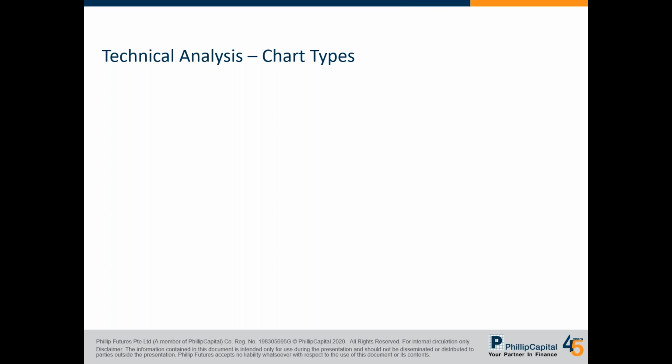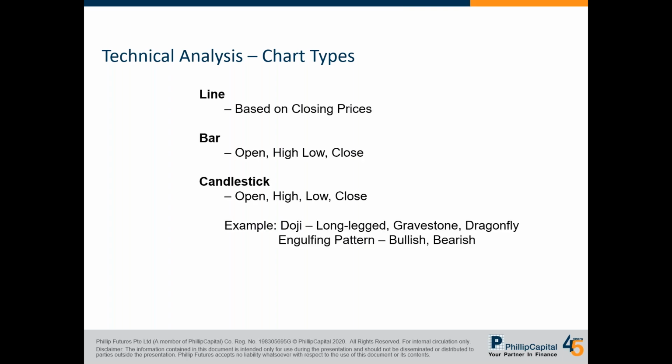Because when we trade short term, what do you look at, right? We don't look at purely the news. We need to look at the market movement. We need to look at the price movement. So for technical analysis, there are chart types, all right? You can choose whether you want to look at line or bar, or if not, candlestick.